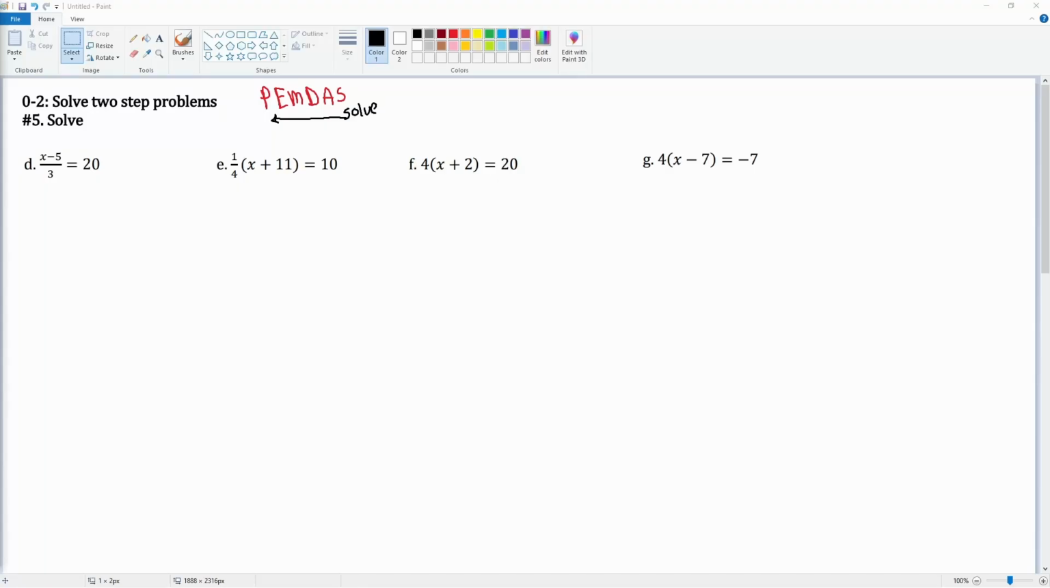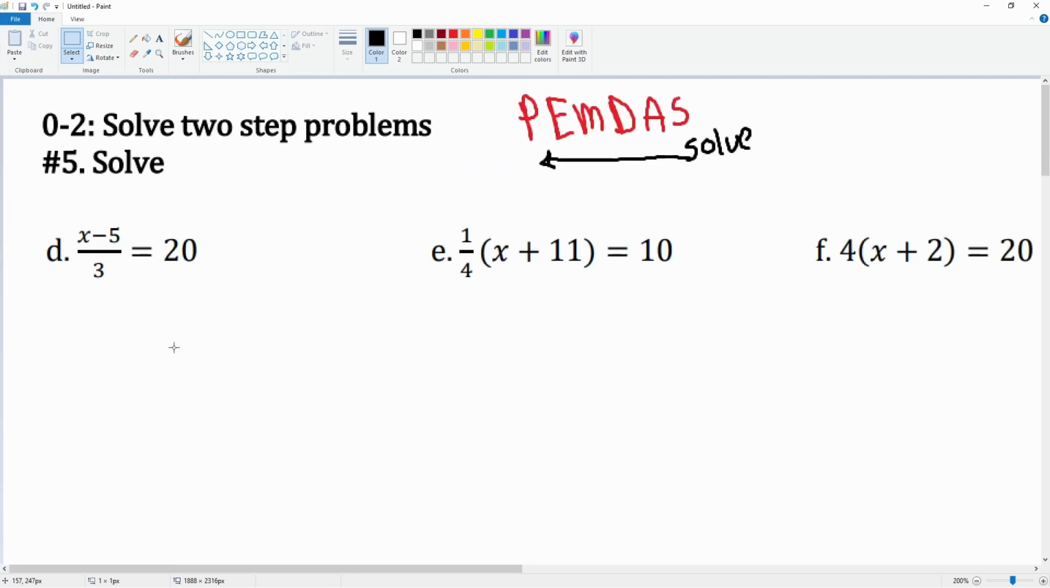Solve the two-step problem. Number 5 asks us to solve. This is part 2. I'm covering letter D, letter E, letter F, and letter G. Let's take a look here.